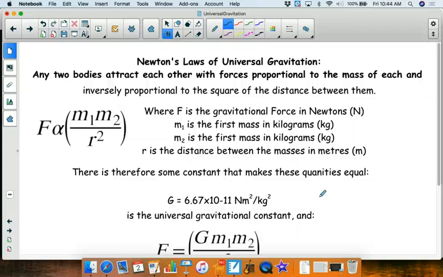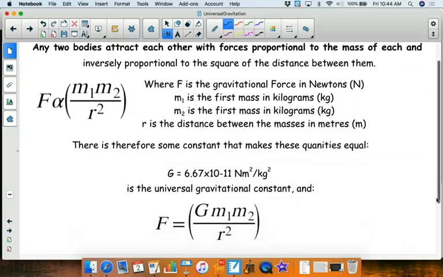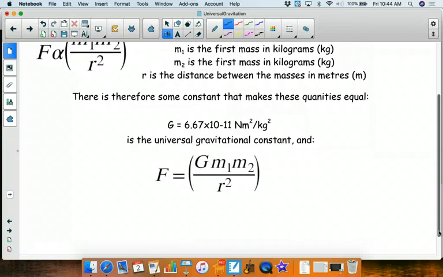Okay? So then, if they're proportional, you can make them equal with a constant. And that constant is called big G, not little g, big G. It's the universal gravitational constant, 6.67 times 10 to the negative 11 newton meters squared per kilogram squared. So then force is equal to, no longer proportional, big G times m1 times m2 over r squared, where big G is the gravitational constant, m1 is mass 1, m2 is mass 2, both in kilograms, and r is the distance between m1 and m2 in meters.